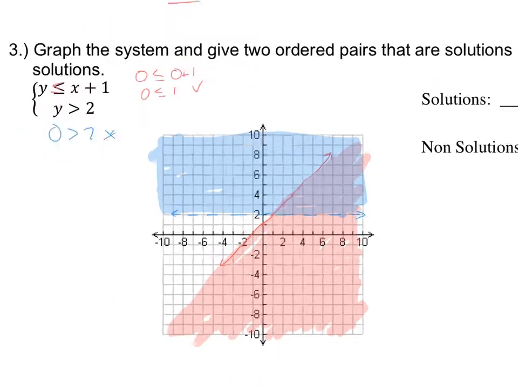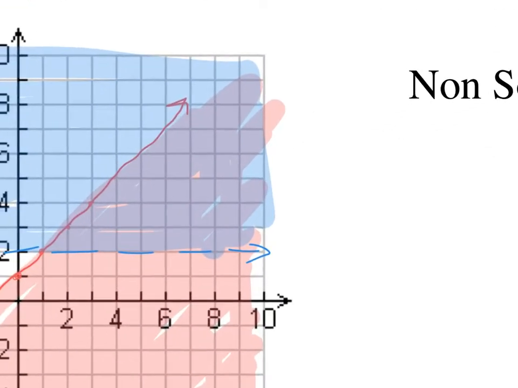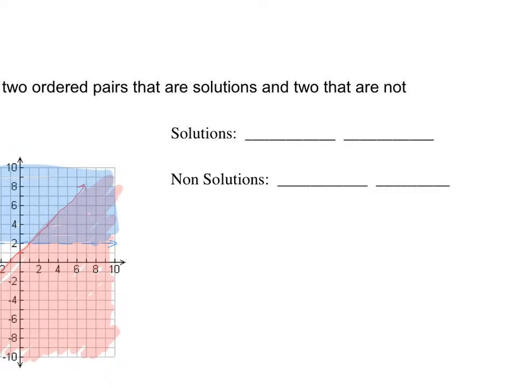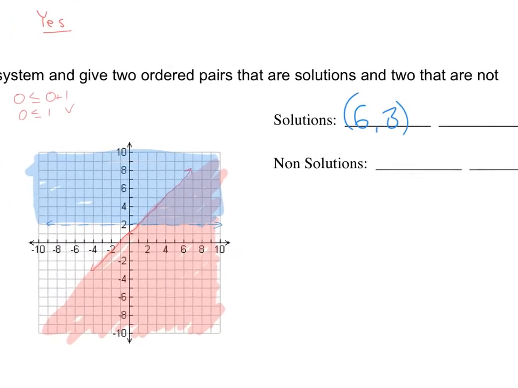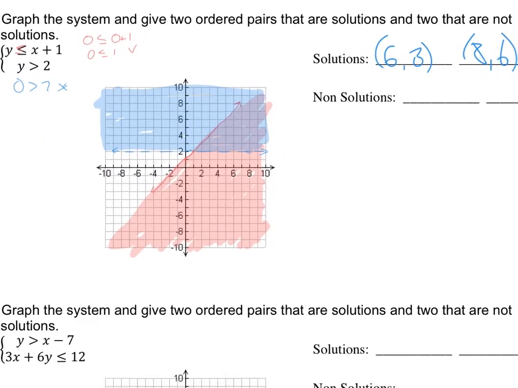So when we're talking up here, give me two solutions and two non-solutions. The two solutions, I can pick any point from this region right in here. Okay, so I could pick, say, 6, 3. So I'll go ahead and write 6, 3 as one of my solutions. And then I'll pick 8, 8, 6 would be another solution. Again, because that's from that overlapping region there.